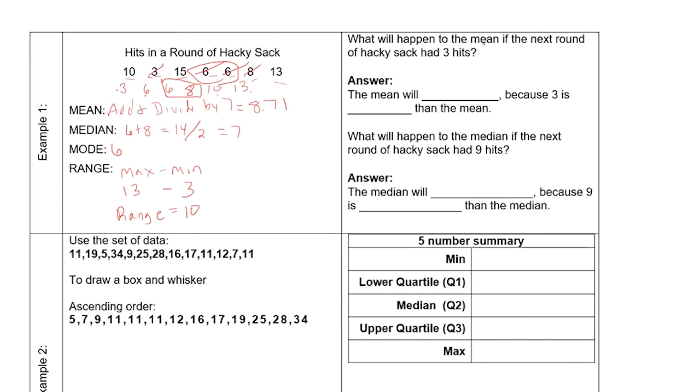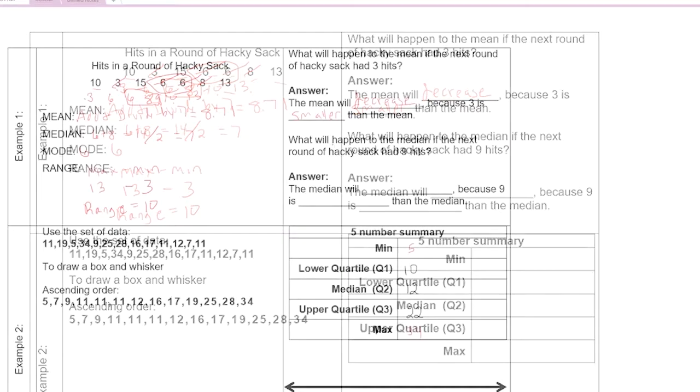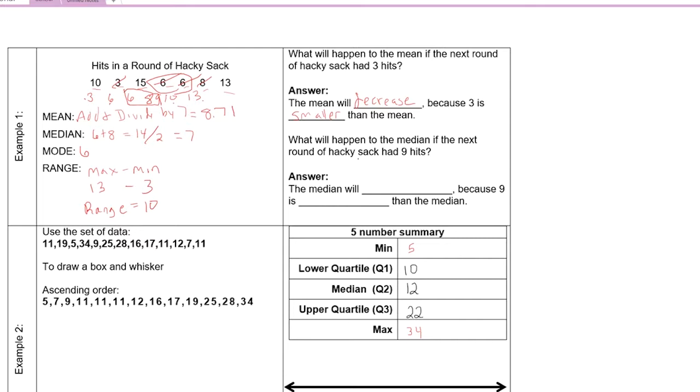What will happen to the mean if the next round of hacky sack had 3 hits? The mean will, let's see, if I add in a 3, 3 is smaller than my mean, so we are going to decrease, because 3 is smaller than the mean.